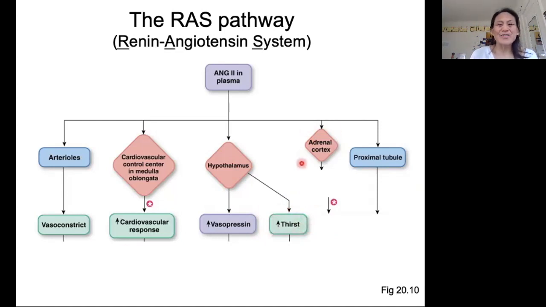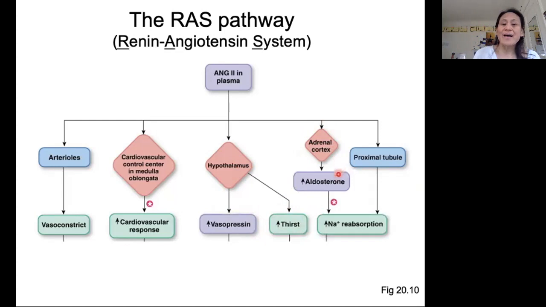Moving on, at the adrenal cortex, we are going to stimulate aldosterone secretion. So remember that we started this discussion by talking about aldosterone. And then finally, we are going to act directly on the proximal tubule here to increase sodium reabsorption, which is one of the effects that we get from our aldosterone secretion as well. I just want to mention right here, there are some stars in this figure. You can ignore them. They had to do with a question in the book. So don't worry about them.